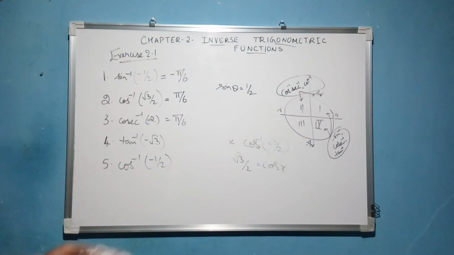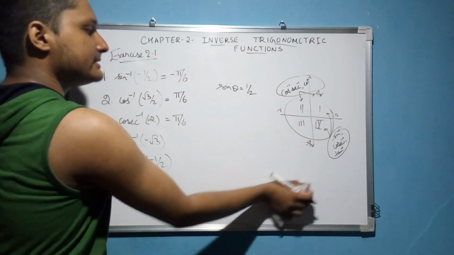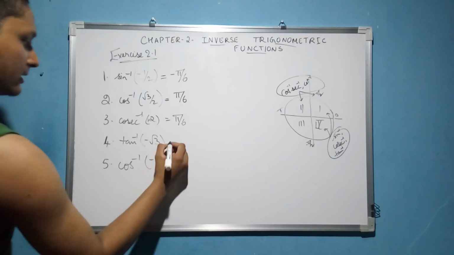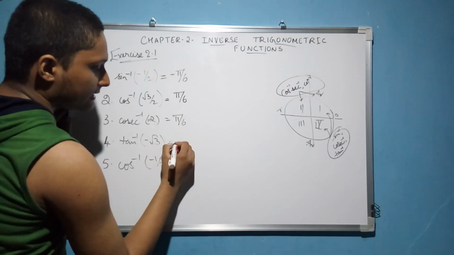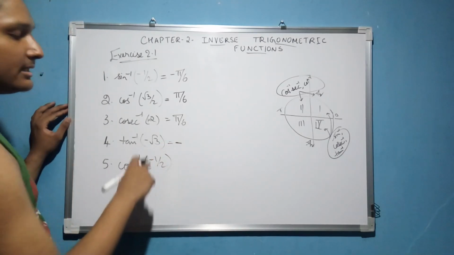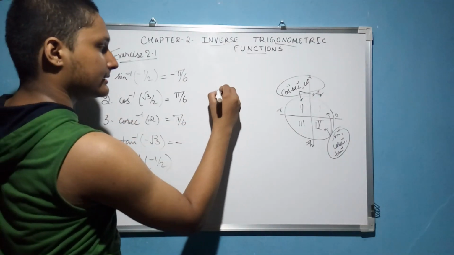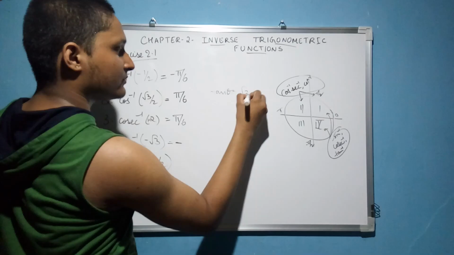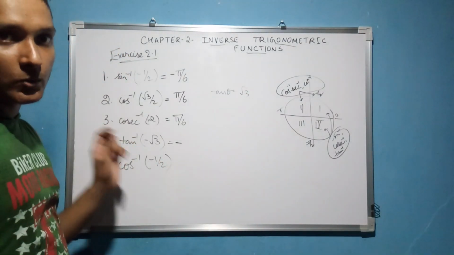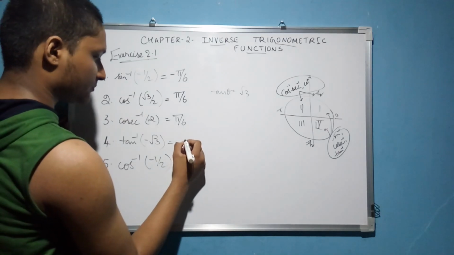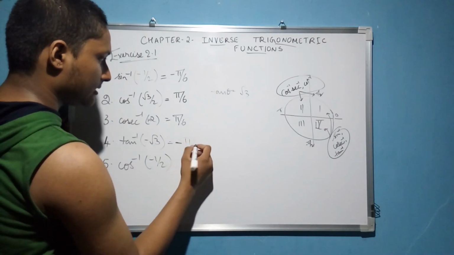Next you have tan inverse minus root 3. Since it is a tan, it comes here in the fourth quadrant. So I can first write a negative sign, and I need to find some theta for which tan theta is equal to root 3. Tan theta is equal to root 3 only when it is 60 degree. 60 degree stands for pi by 3, so the answer is minus pi by 3.